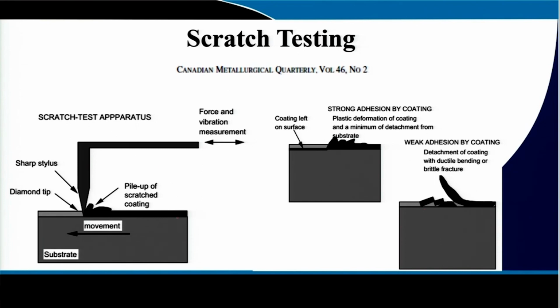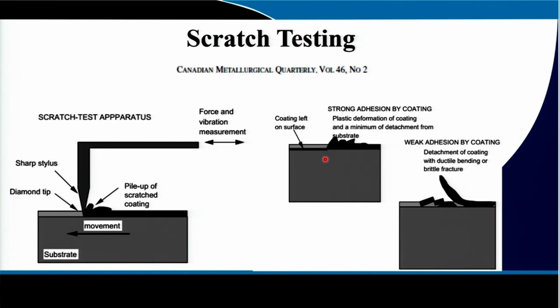A similar scratch test is shown here at a very high magnification. It is the scratch testing apparatus, where force and vibration measurement is there. As you go on scratching, you will find that in one case there is coating left on the surface, and in the other case, due to strong coating adhesion strength, there is plastic deformation of the surface and minimum detachment. So, you can say it is having very high adhesion.